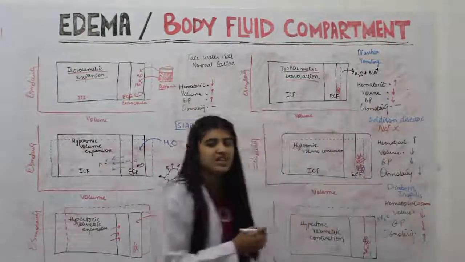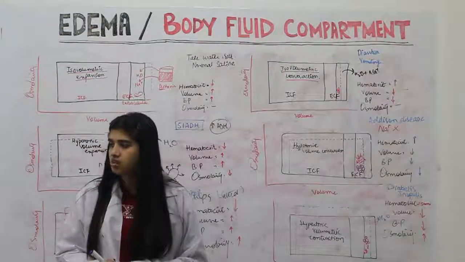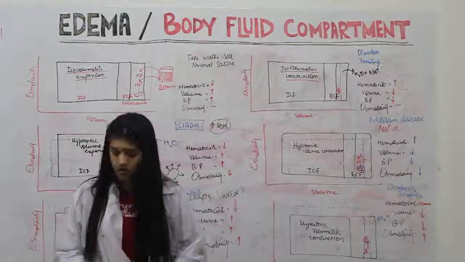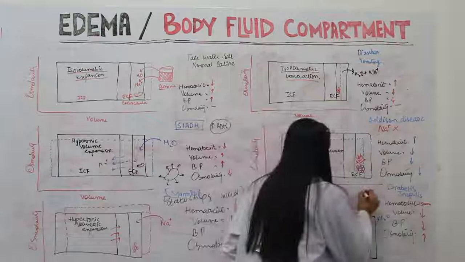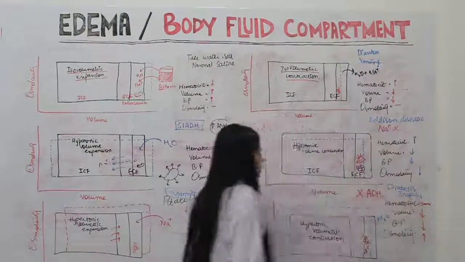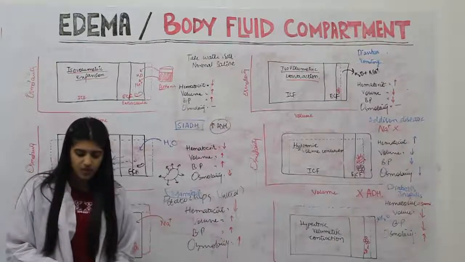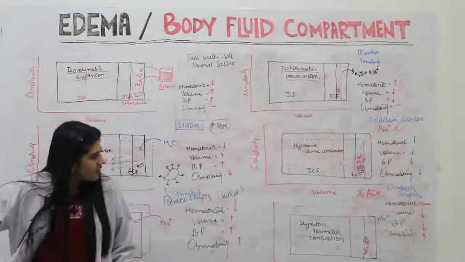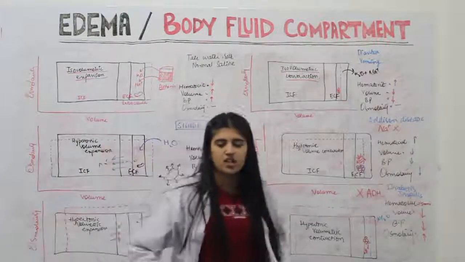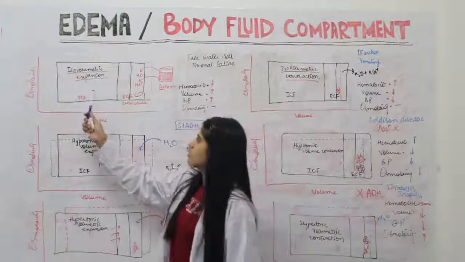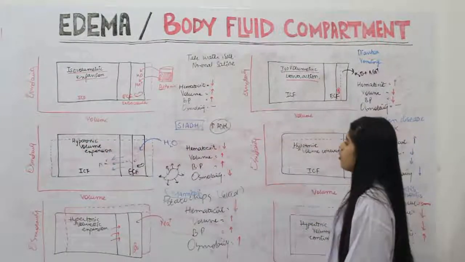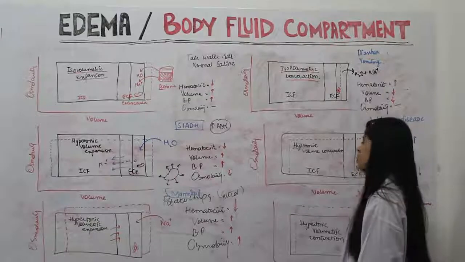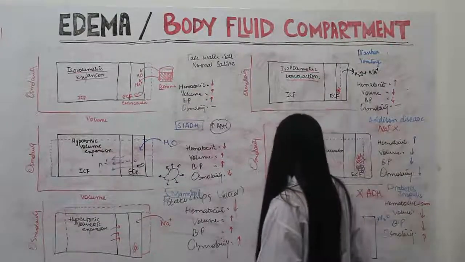In this, what happens is ADH is decreased, so water is not reabsorbed. The sodium concentration is increased. This is the condition in which we can say that there is not enough ADH. We have been talking about the six different conditions of osmolarity and volume: isovolumetric expansion, then isovolumetric contraction, then hypotonic volumetric expansion, then hypotonic volumetric contraction, then hypertonic volumetric expansion and hypertonic.